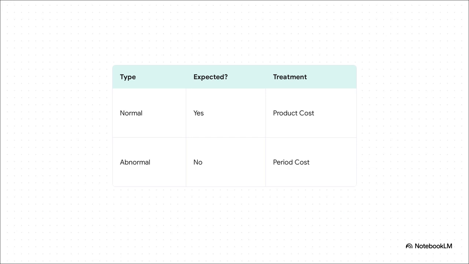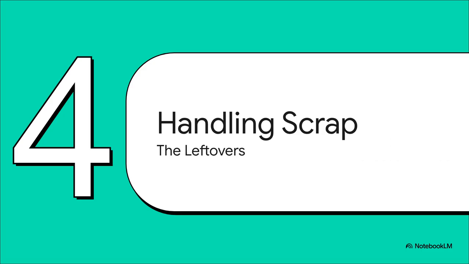That makes it a product cost that gets absorbed into the cost of good units. Abnormal equals not expected. That makes it a period cost that hits the income statement immediately as a loss. Honestly, this distinction right here is the absolute bedrock of any cost accounting question you're going to see on spoilage. Next up, Section 4. Handling leftover scrap.